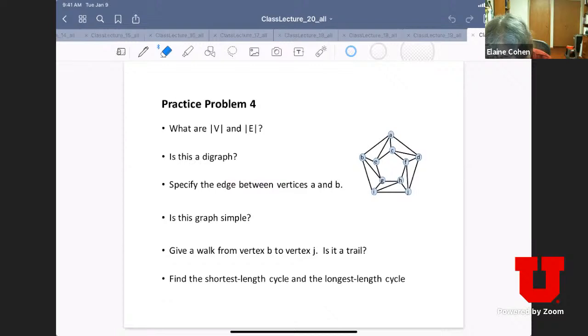Okay, here we go. B to I to J, to D, to A, to C, to F, to H, to G, to E, to B. Excellent. How long was that? 1, 2, 3, 4, 5, 6, 11 vertices.